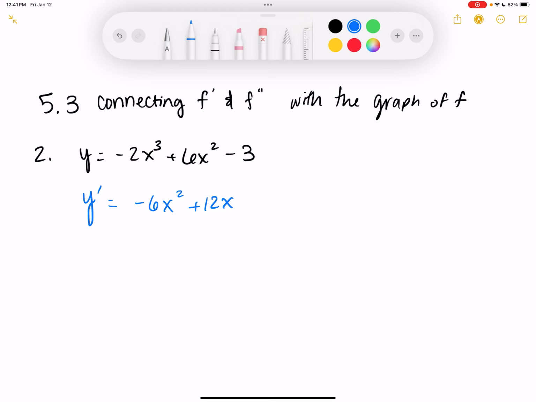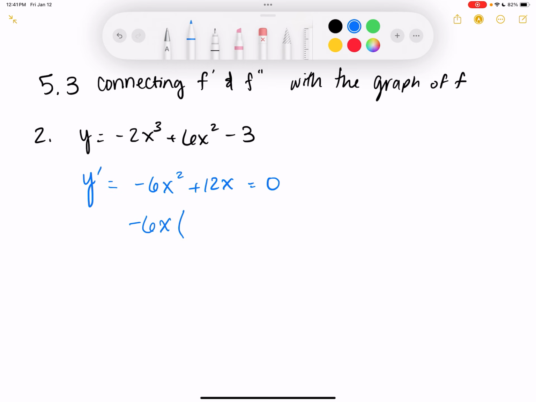So we set it equal to 0 and find the zeros. So how do I do that? Factor. Okay, well, let's take out the number. We can take a 6 and an x out. Negative 6x times x minus 2. Break them up. Negative 6x equals 0, x equals 2.